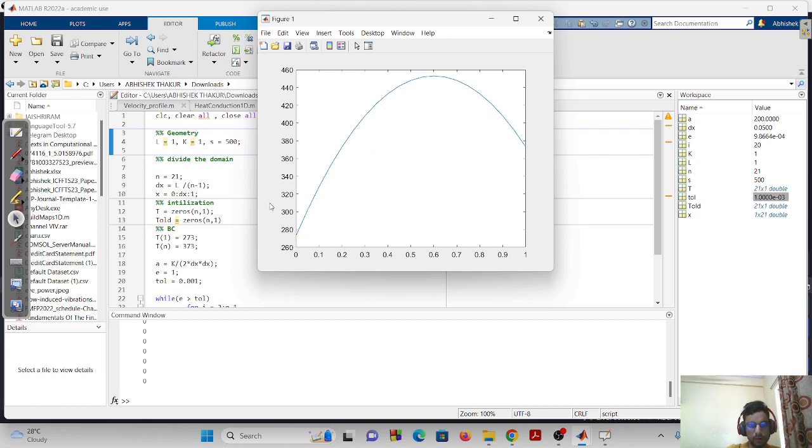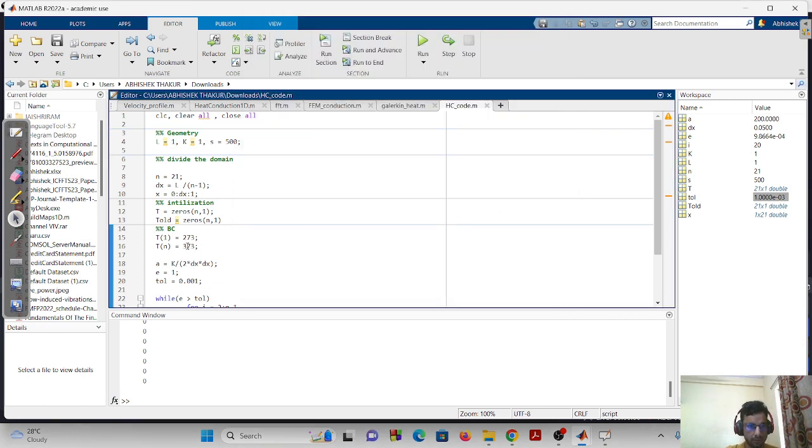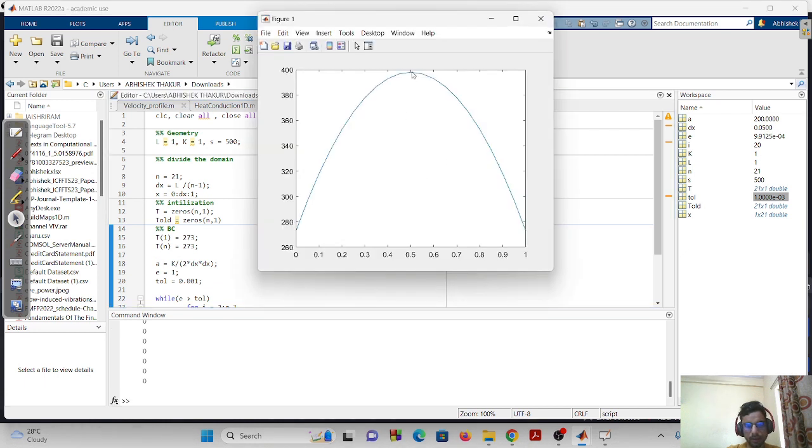Now if we take a uniform boundary condition at the left and right boundary, that is 273, the same boundary condition, then the maximum temperature due to heat generation should come at the center. You see, the maximum temperature is coming at the center.